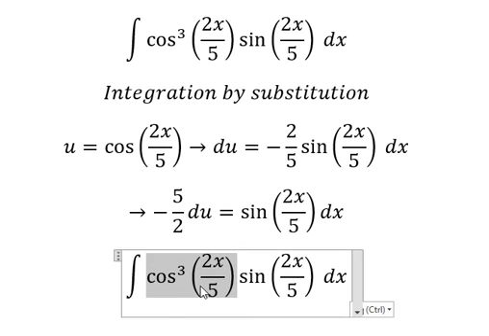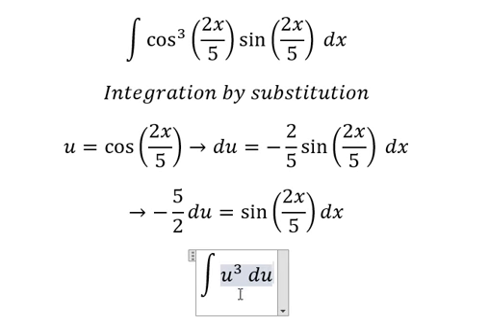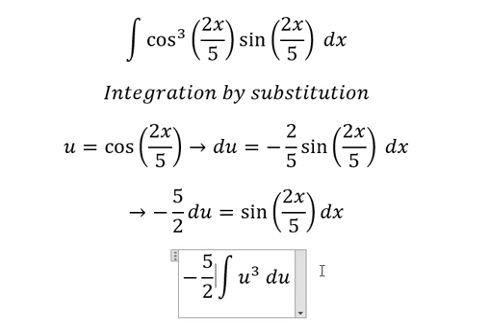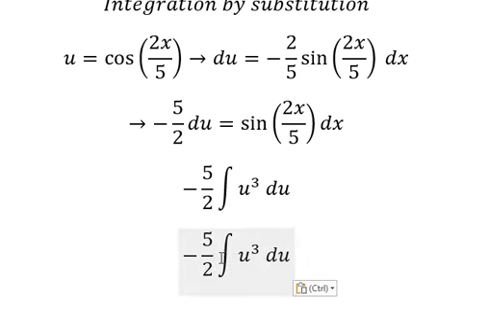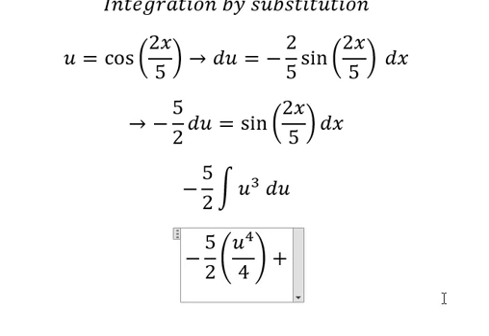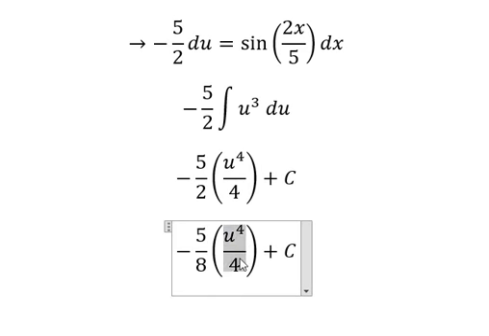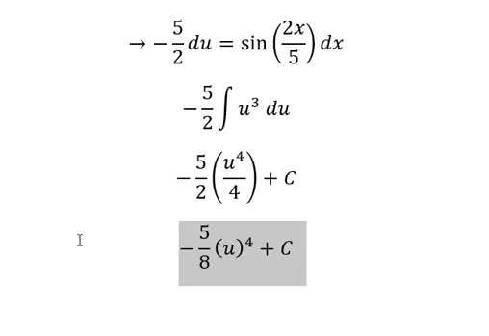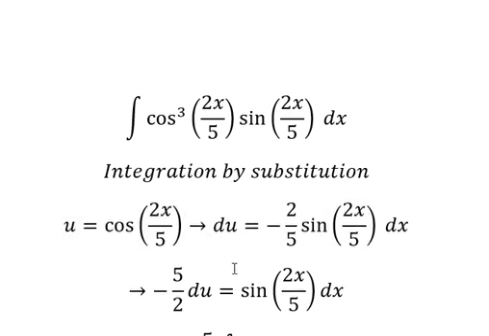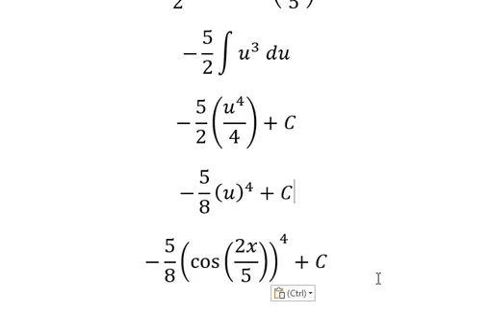This one we change to u, and we have u to the power of 3. This one we change to negative 5 over 2 du. The integration of this, we have u to the power of 4 over 4, and I will put C. 4 and 2, we have 8. About u, that is this one. And this is the final answer.